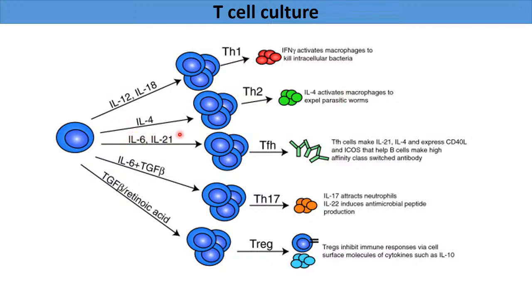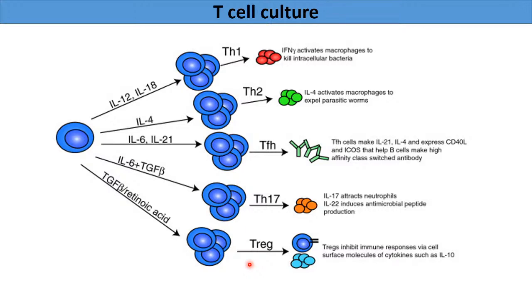If you give them cytokine in the culture media, or naturally, if they get IL-6 and IL-21, they convert into follicular helper T cell, TFH. If they are getting IL-6 plus TGF beta, then they convert into Th17. And if they are getting TGF beta or retinoic acid, they convert into suppressor T cells or regulatory T cells.